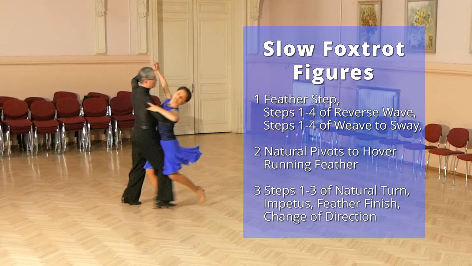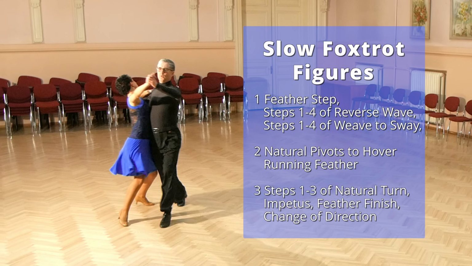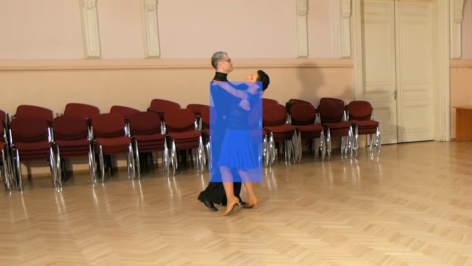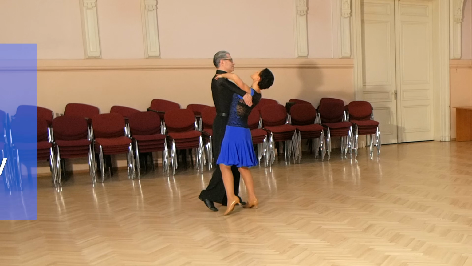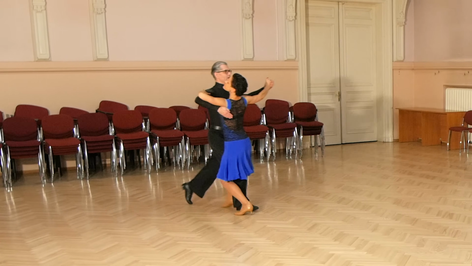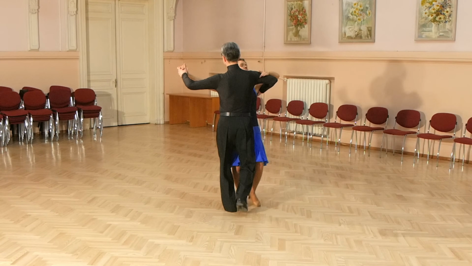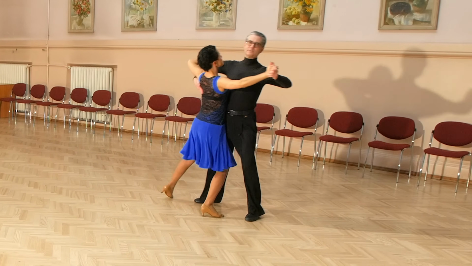Now let's have a closer look at each slow foxtrot figure you just saw in this routine. We start with feather step, steps 1 to 4 of reverse wave and steps 1 to 4 of weave to sway. And slow, quick, quick, slow, quick, quick, slow, quick, quick, quick, quick, slow.